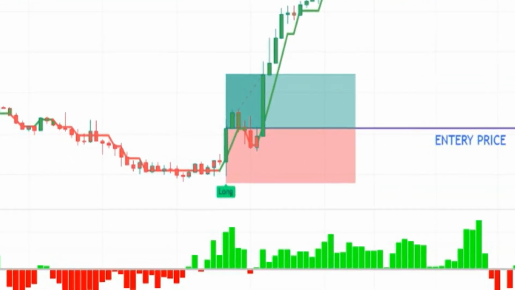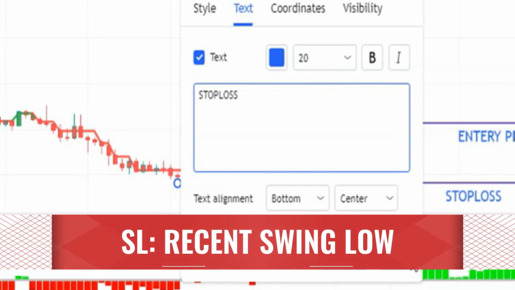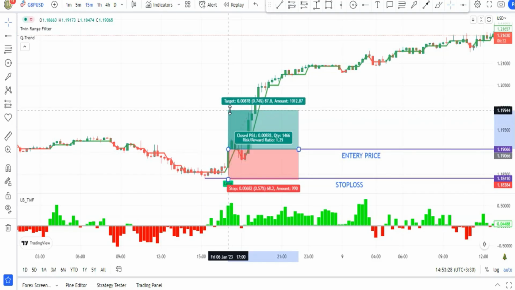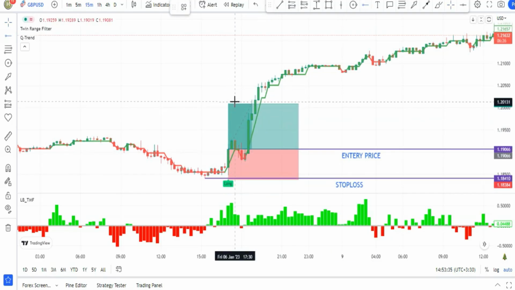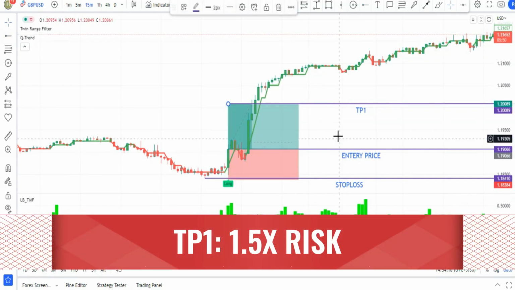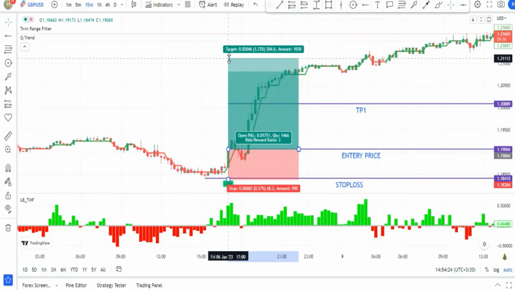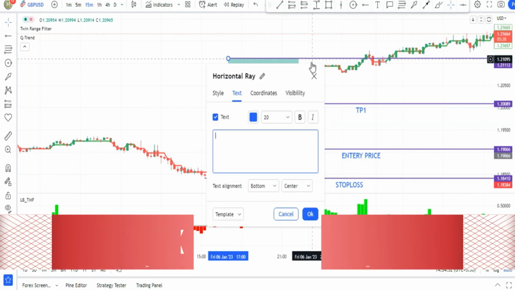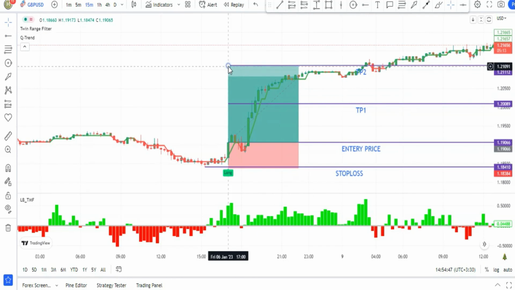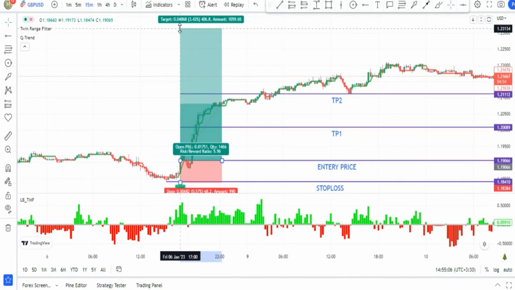The stop loss should be set slightly below the last swing of the market. And the first take profit should be set at 1.5 times greater than the risk. The second target would be 3 times greater than the risk. And the third target would be set at 6 times greater than the risk.